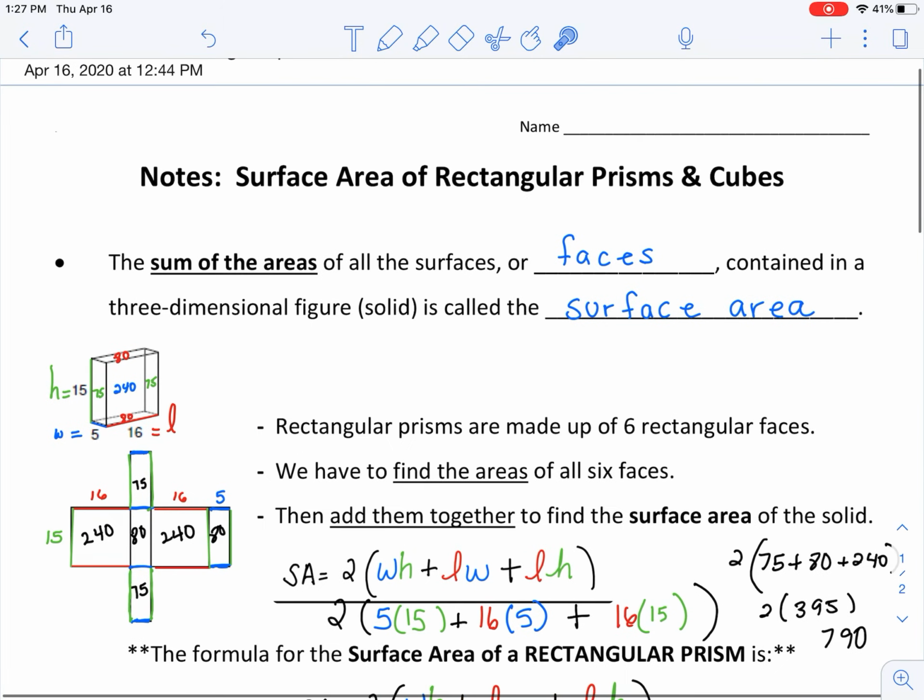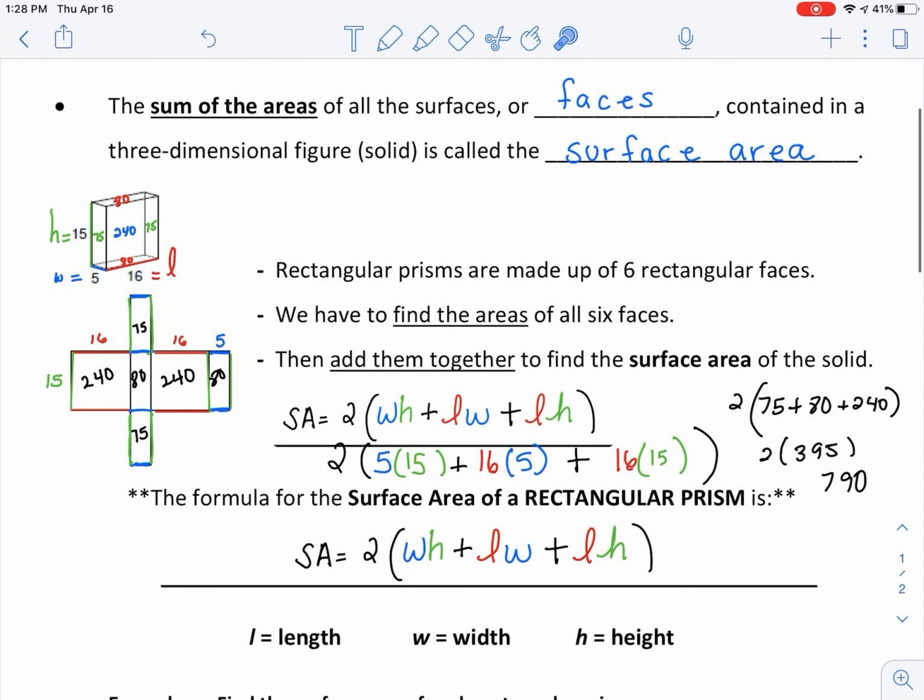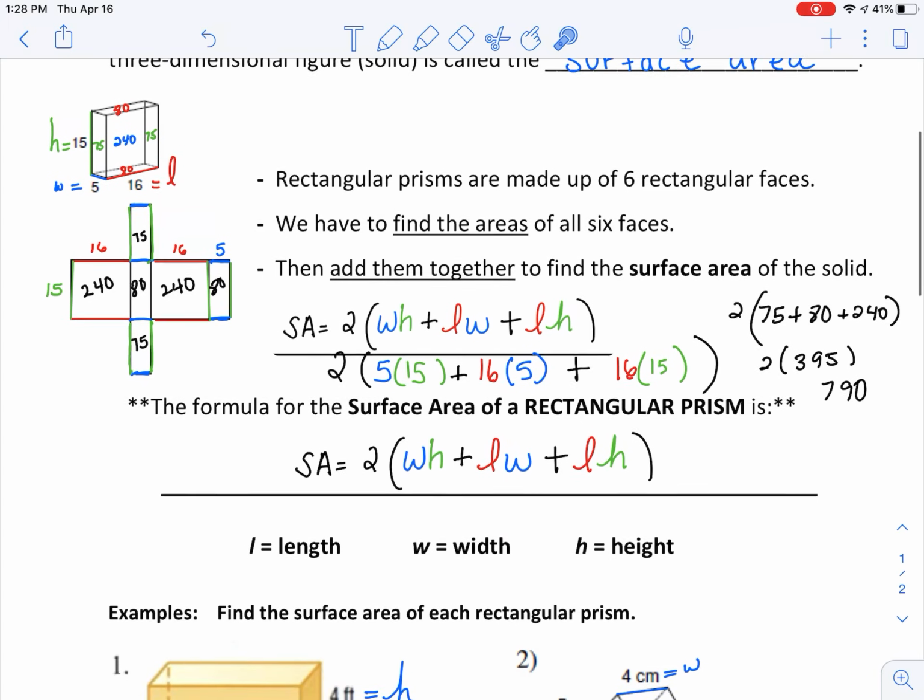Okay, so the sum of the areas of all the surfaces or faces contained in a three-dimensional figure solid is called the surface area. So rectangular prisms are made up of 6 rectangular faces. We have to find the areas of all 6 faces, then add them together to find the surface area of the solid.